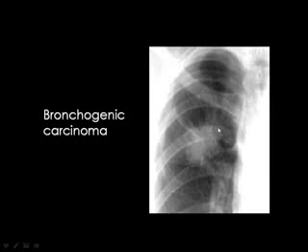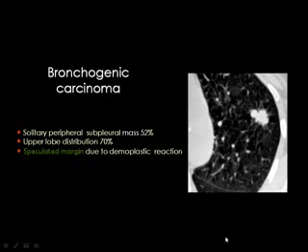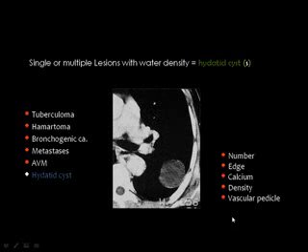And this is a classic appearance of a bronchogenic carcinoma with a spiculated margin in the chest radiograph. Then this is a classic appearance of a bronchogenic carcinoma on a CT scan. The edge is very characteristic. It is a spiculated margin, very highly suggestive of a malignant lesion.